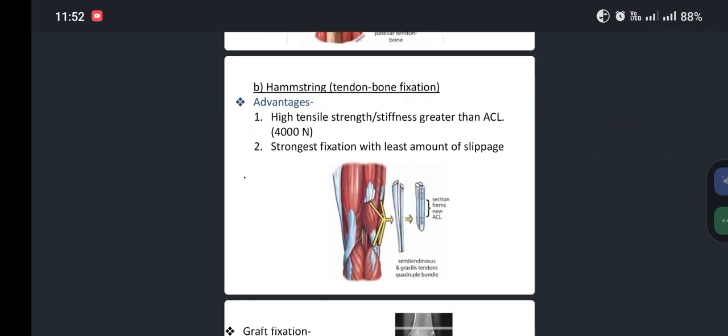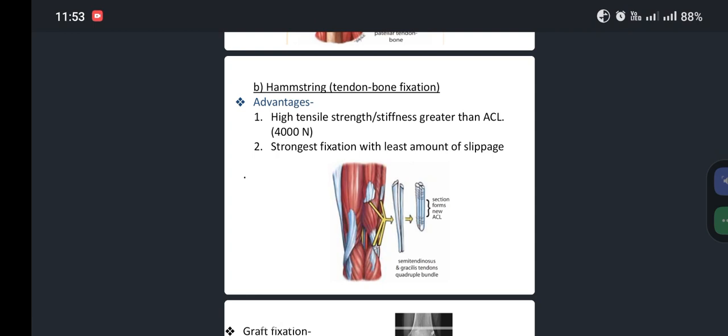So the next graft fixation is hamstring, that is tendon to bone fixation. It has the advantages of high tensile strength and stiffness greater than the ACL, that is 4000 Newton, which is much greater than bone patellar tendon bone autograft. So it is the strongest fixation with the least amount of slippage, less than the patellar tendon bone autograft. So nowadays hamstring and gracilis autograft are commonly used.